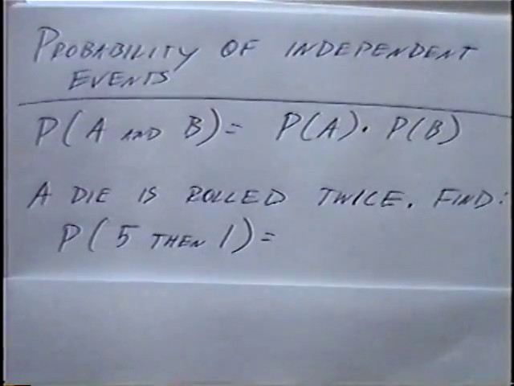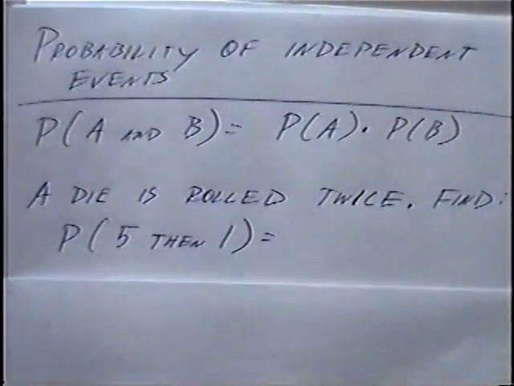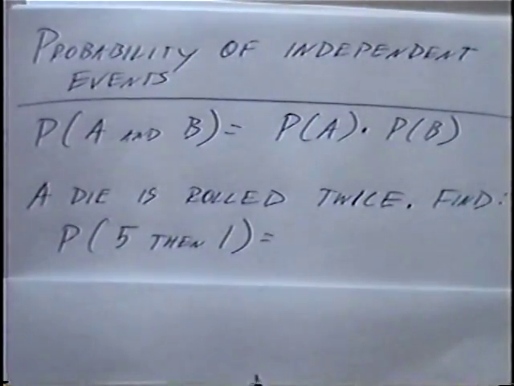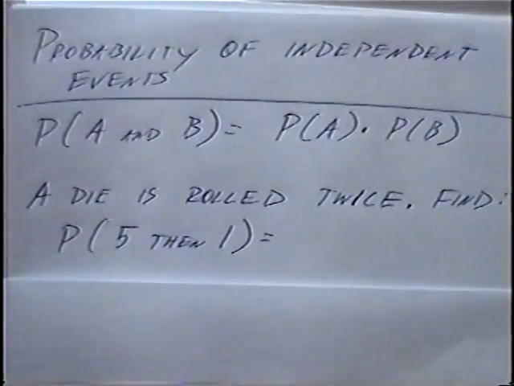First problem we'll solve is a die is rolled twice. Find the probability of rolling a 5, then a 1. These events are independent. When we roll the die the first time, it does not affect the die when we roll it a second time.